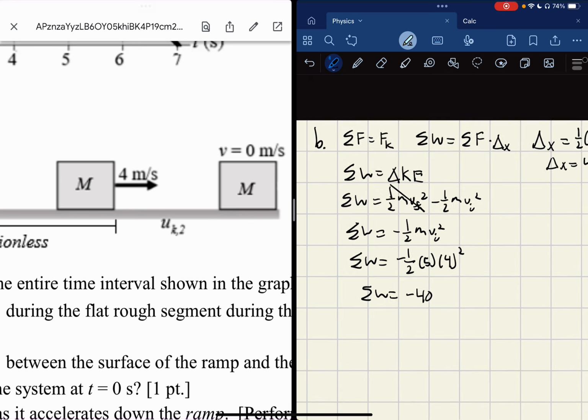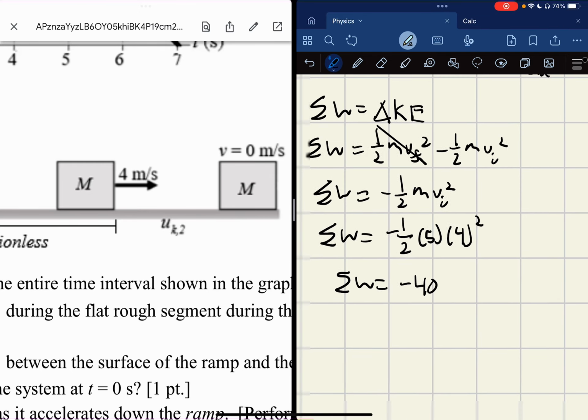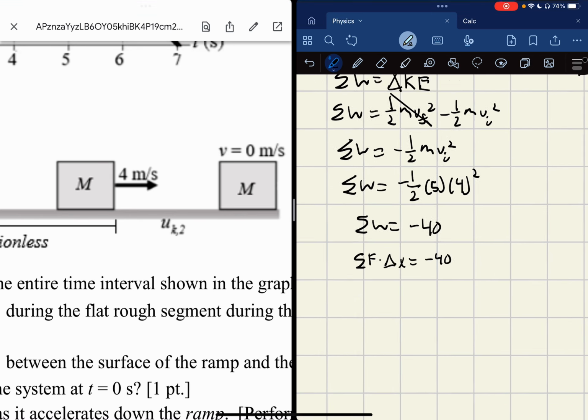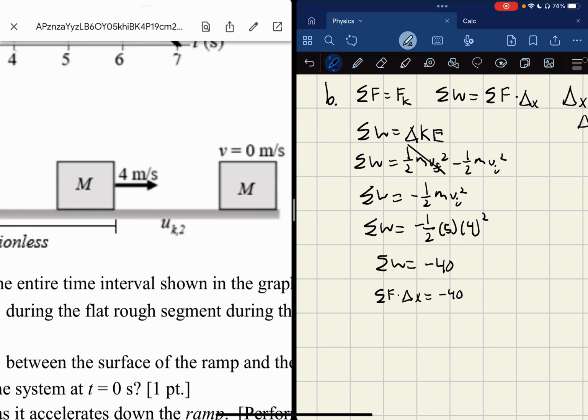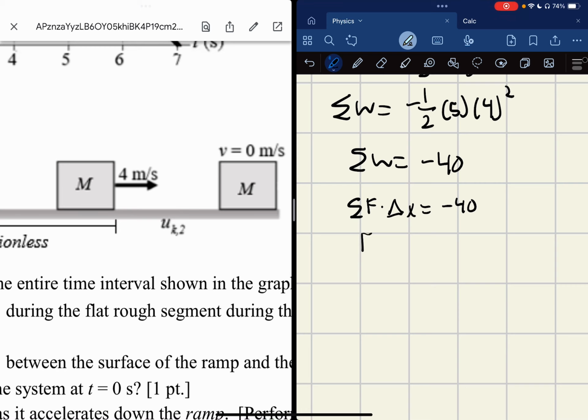So then from here we know that, as mentioned before, net work is equal to net force times your displacement. So net force times displacement x is equal to negative 40. But like I said earlier, Fk is equal to your net force because that's the only force acting upon it during that segment. So Fk times displacement x is equal to negative 40. As mentioned earlier, displacement x is 4. Basically isolate for Fk. Fk is equal to negative 10 N.